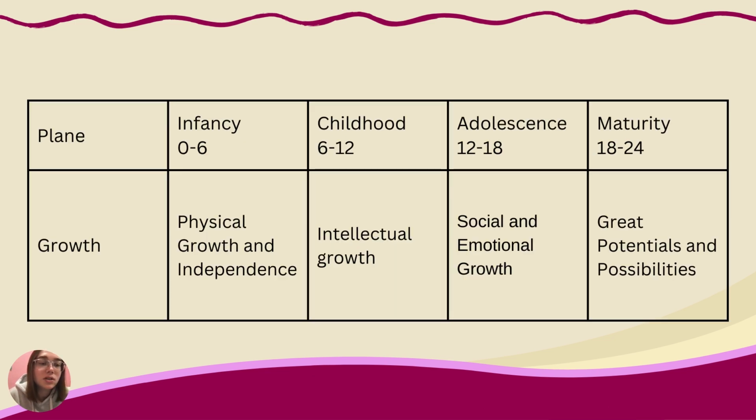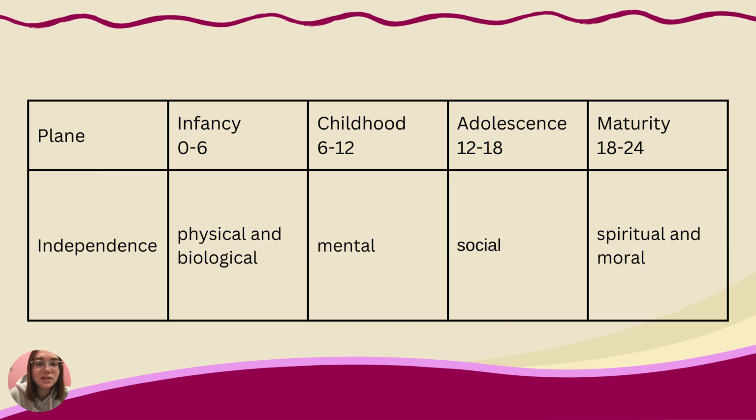So infancy, their growth is physical growth and independence. So they start out crawling and they need their parents a lot, and then all of a sudden they're like, let me do it myself, and so there is where the physical growth comes in. And then, as we'll see with some of the characteristics of 6 to 12-year-olds, they want to know why things are what they are. So they're ready for this intellectual growth. They're ready to learn as much as possible. And then for adolescence, it's the social and emotional growth, and the maturity is the growth of thinking, how do I fit in this world?